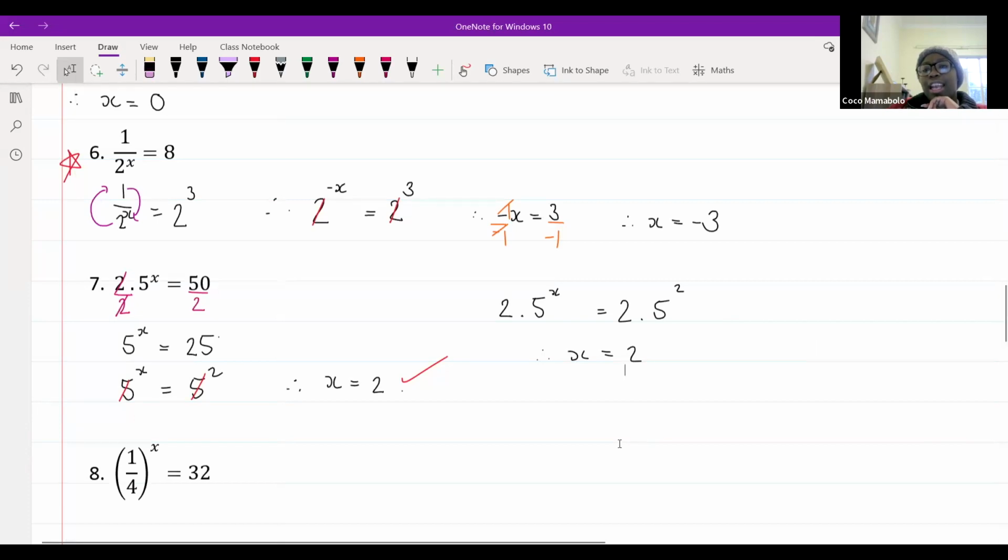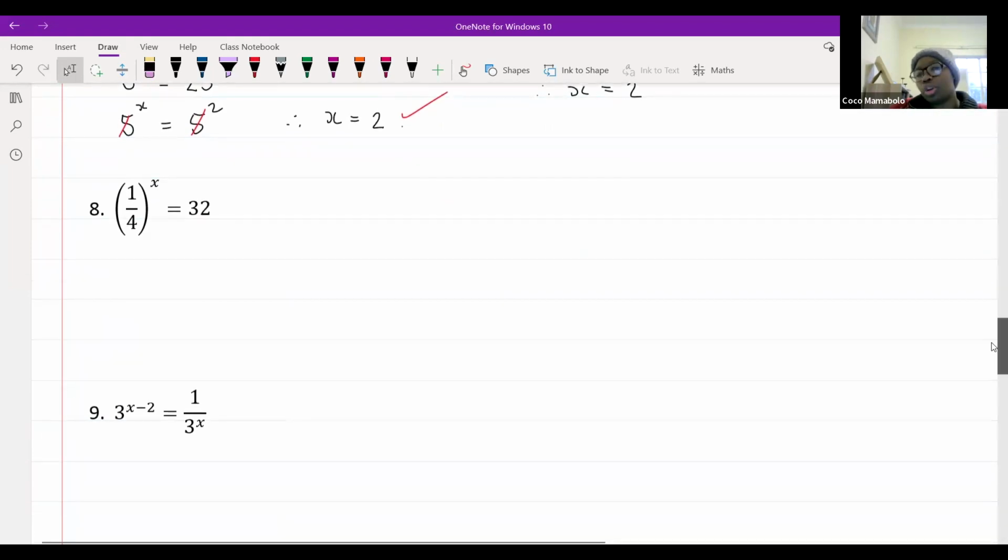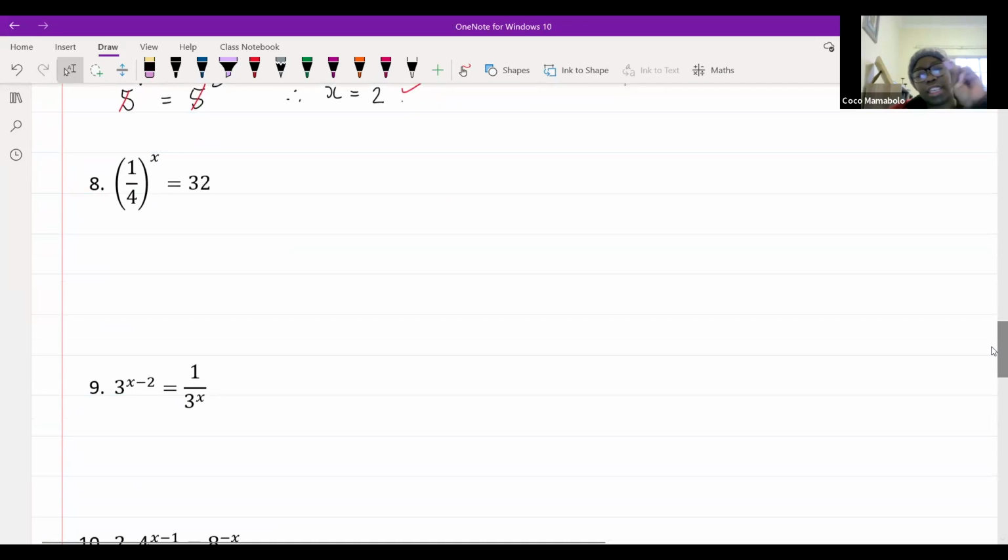All right, let us do questions 8 and 9. Now number 9 is a little bit difficult, but I'm pretty sure we all know how to solve question 8. Can I give everybody 2 seconds? Not 2 seconds, 2 minutes. 2 minutes to answer question 8. And then if you can, try and answer question 9. Trust me, it's not that difficult. We're just employing the same things that we use there.